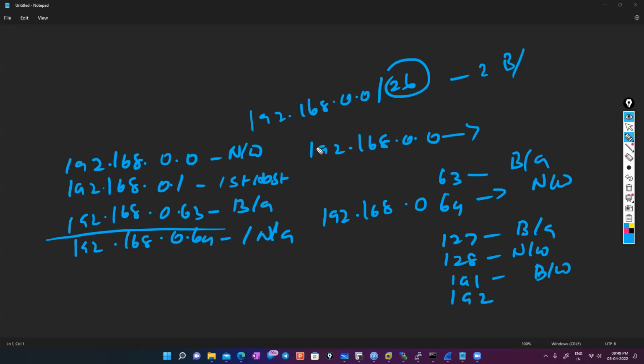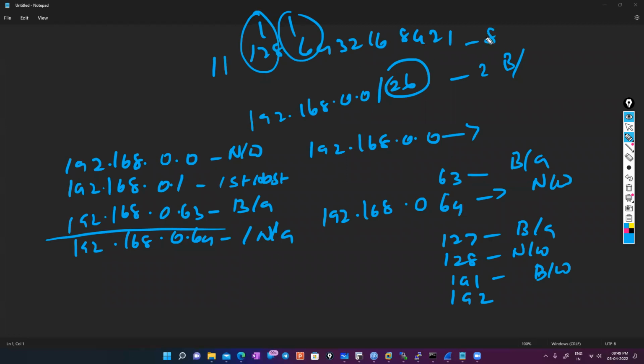And I said, since I borrowed 2 bits, 128, 64, 32, 16, 8, 4, 2, 1. I'm making a representation in binary. I'm filling this because it is 2 bits out of 8, right? 128 and 64. And my last bit ends with 64. So it's an increment of 64: 0, 64, 128, and 192. So 1 to 63, 1 is the first usable IP, and 63 is the broadcast address, and 64 is the next network address.